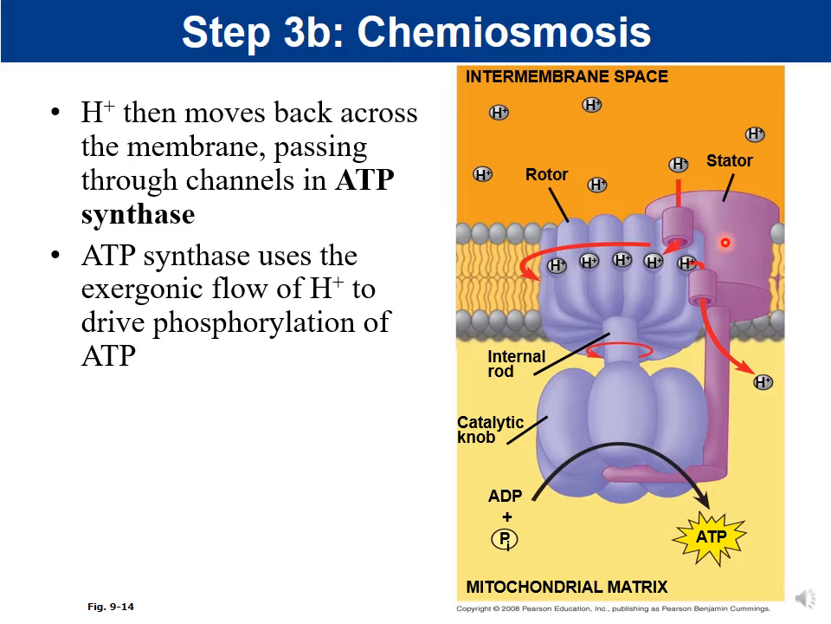So what happens is ATP synthase is going to use the exergonic flow of hydrogens. Exergonic meaning energy is released, because going from high to low is energetically favorable, right? Things want to go from high to low. So that is exergonic. It's a favorable reaction. It's going to release energy. When that energy is released, that energy is transferred onto forming ATP, going from ADP and an inorganic phosphate to form ATP.